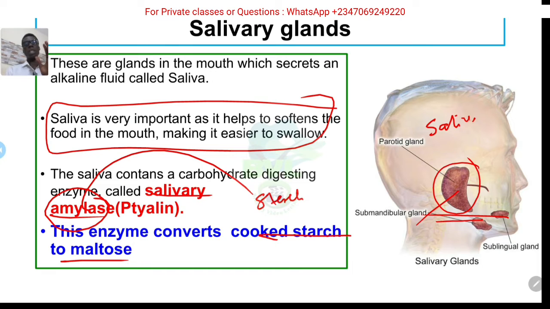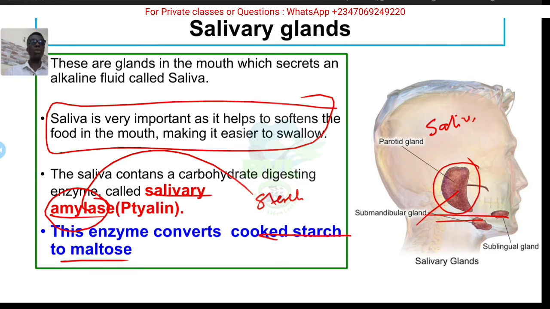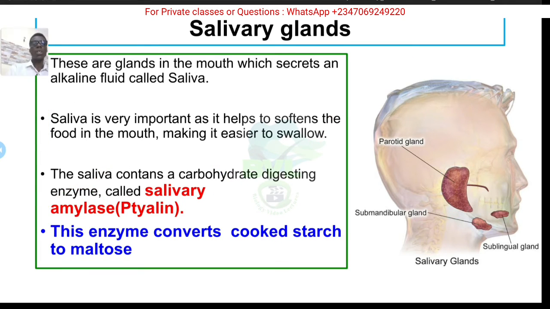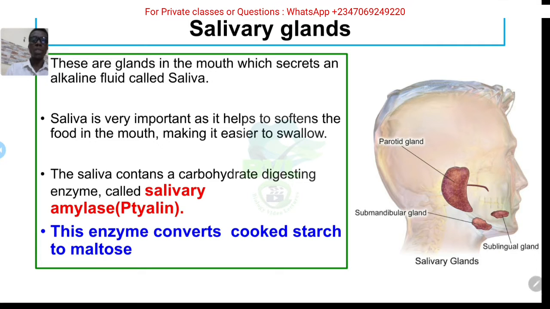So, in summary, in the mouth, we have the salivary glands, and the salivary glands secrete saliva. What do you have in the saliva? It does two functions. Number one, it makes food easier for us to swallow. Number two, it contains salivary amylase, and the name of that enzyme is actually called ptyalin. All right. And what does it do? It converts cooked starch into maltose, which is a type of disaccharide. Anyways, this maltose is a sugar, but it's a sugar that has two glucose molecules in it.